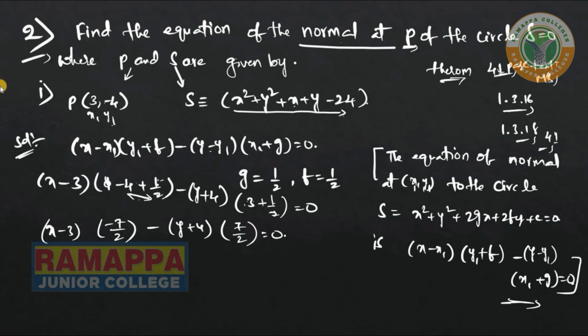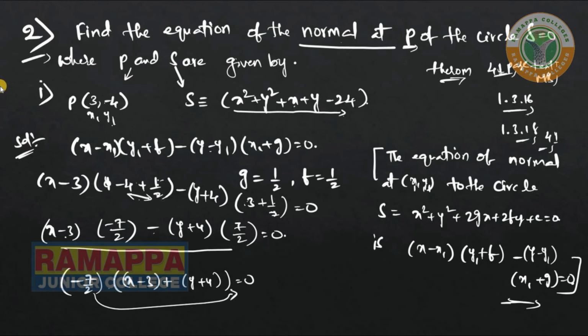So here I will take minus 7 by 2 common from the whole thing. Minus 7 by 2 common, and the remaining thing is x minus 3, and with the minus taken common it becomes plus y plus 4, is equal to 0. The multiplication goes away, so it becomes 0. What will remain here? x minus 3 plus y plus 4. 4 minus 3 is equal to 1. So the answer is x plus y plus 1 is equal to 0. So this is the answer of the question.